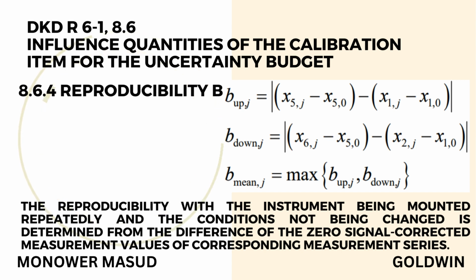In essence, it gauges how reliably the instrument can produce consistent readings under repetitive mounting and unchanged conditions. Reproducibility, B, is the measure of how consistently an instrument delivers the same readings when mounted repeatedly without changing conditions. In simpler terms, it gauges the instrument's ability to provide reliable and consistent results under repeated mounting and unchanged conditions.